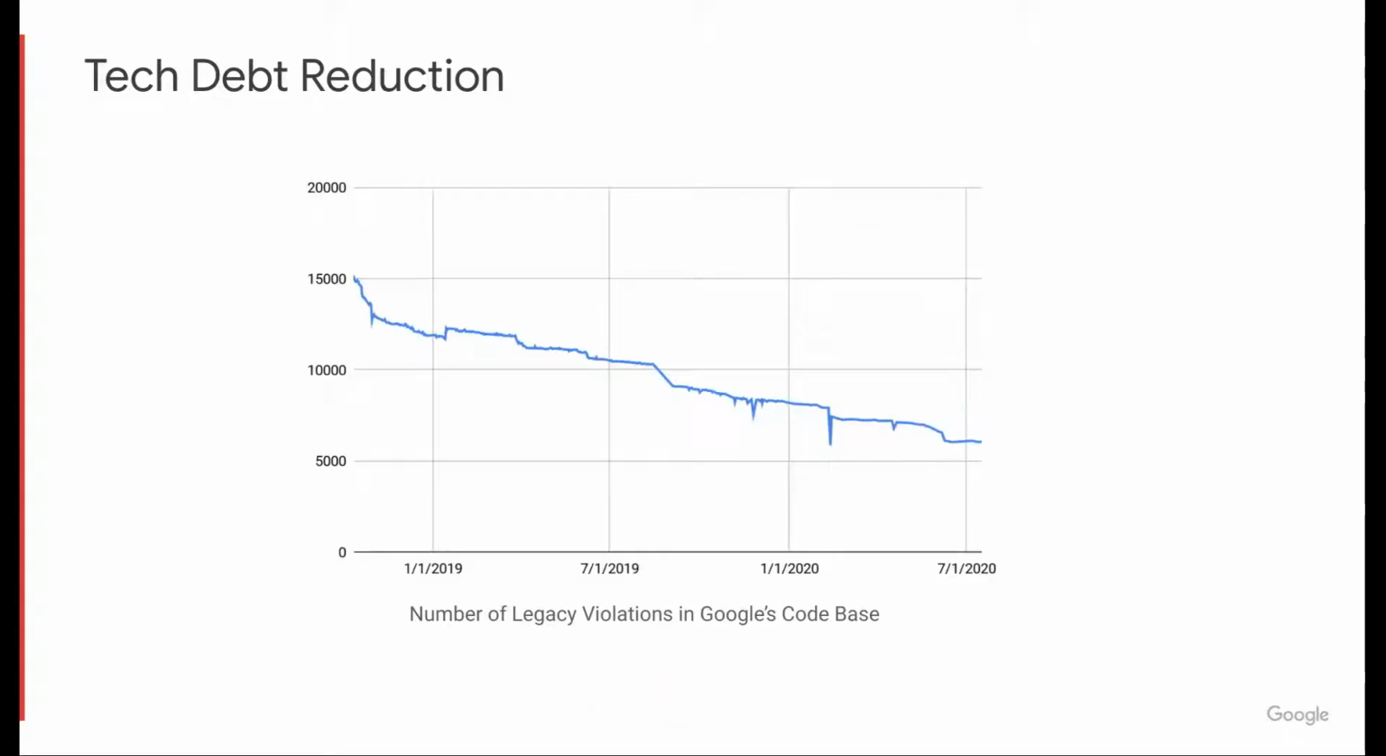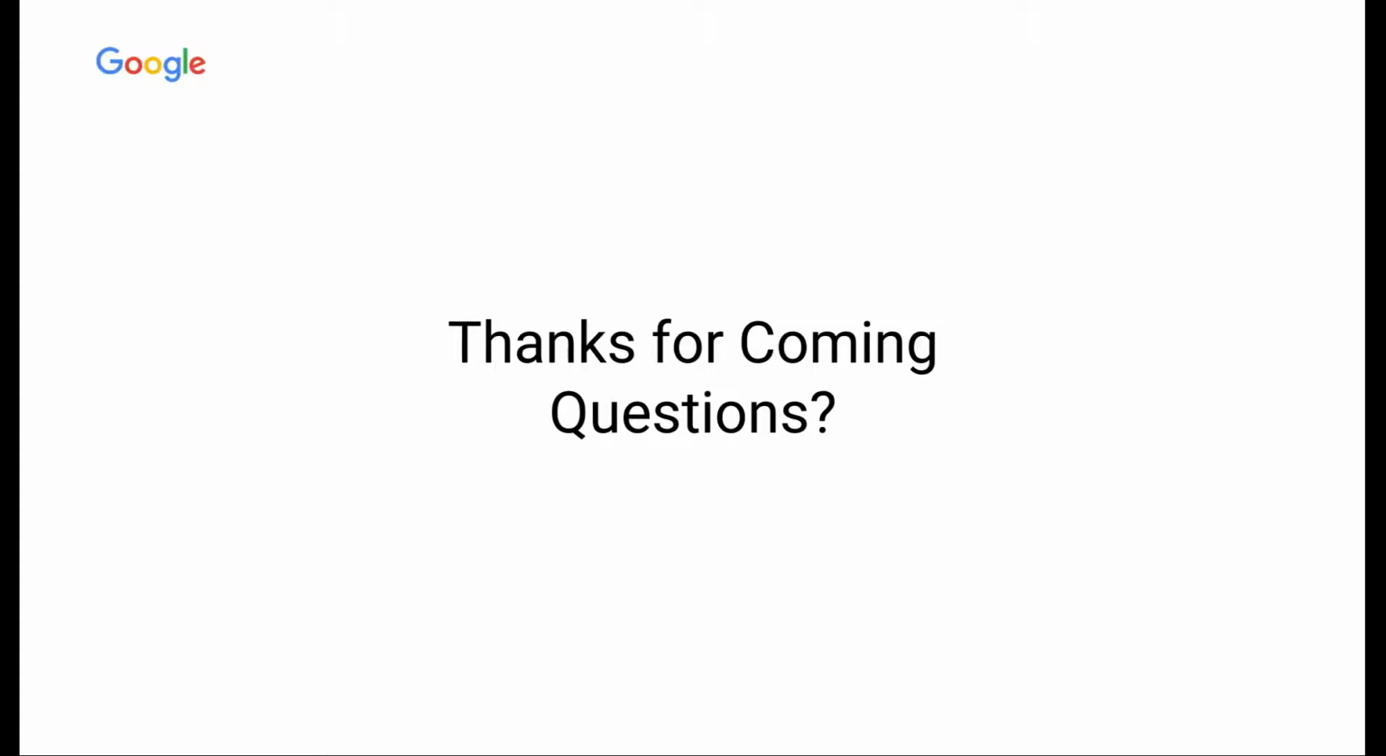Then at last, we have the number of legacy violations over time, and we can see that the number has been constantly decreasing, suggesting that Google has been able to steadily reduce its technical debt related to XSS. And combining all the empirical results, we can draw the conclusion that API hardening is an effective and practical solution to preventing XSS in large-scale web development.